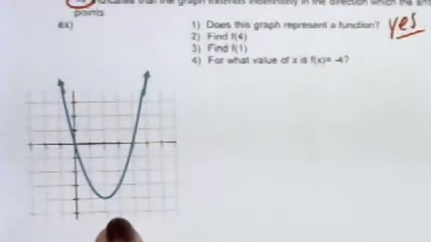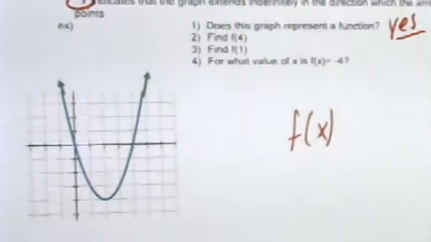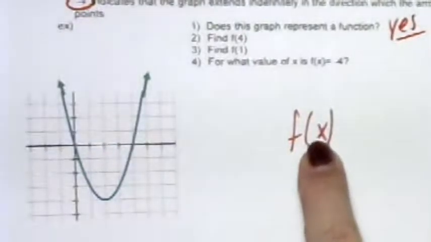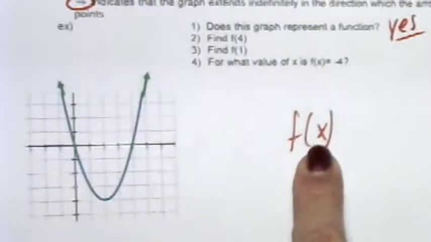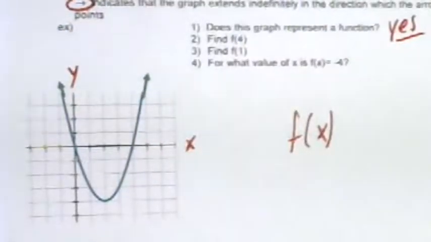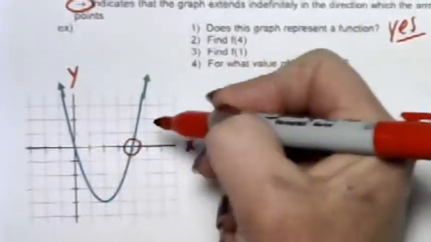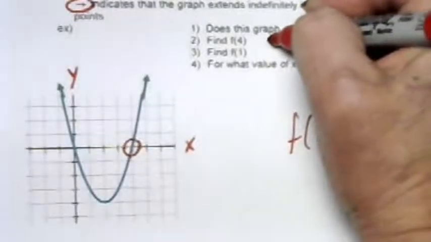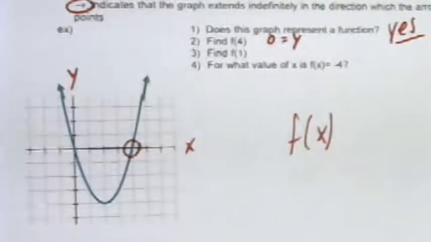Now, we're being asked to find f of 4. Remember functional notation f of x. In this case, we're replacing our x value with the number 4. So this 4 in here takes the place of this x. So to find f of 4, we look where x is 4, and this is not labeled, so let's do that now. When x is 4, 1, 2, 3, 4, we're at this point here. So the y value when x is 4 is 0. So in other words, f of x is 0 or y is 0.